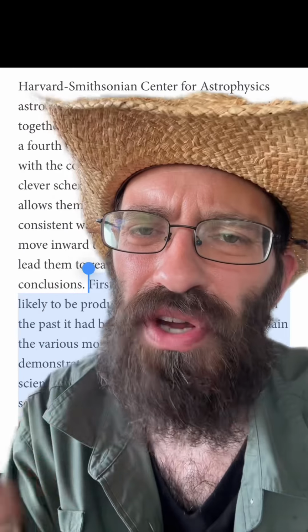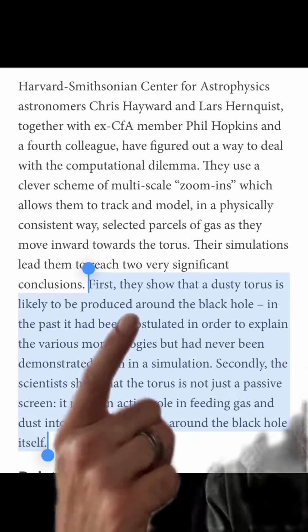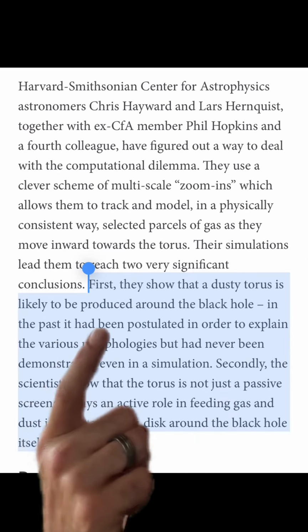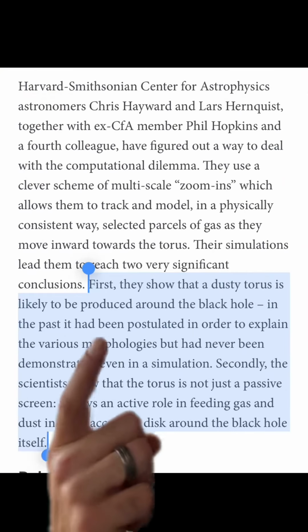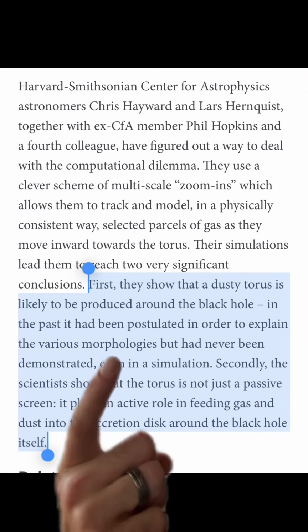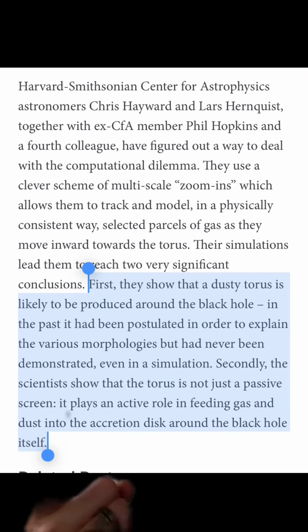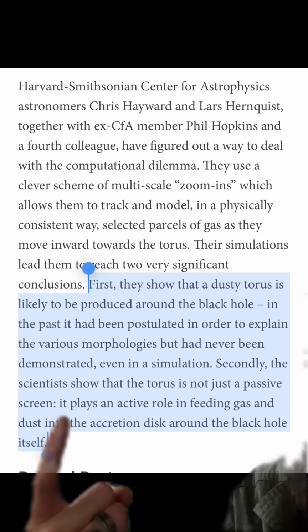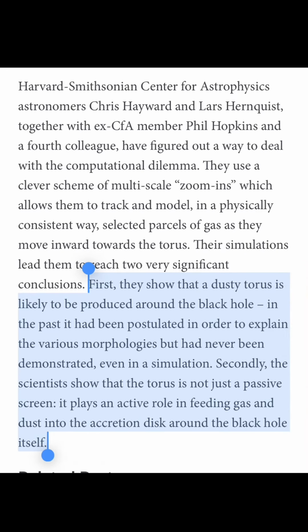What about black holes? Are they toroids? Well, these astronomers at the Harvard-Smithsonian Center for Astrophysics say, or rather they show, that a dusty torus is likely to be produced around a black hole. If there's dust, you'll be able to see the torus field. In the past, it had been postulated in order to explain the various morphologies, but had never been demonstrated even in a simulation. Secondly, the scientists show that the torus is not just a passive screen, it plays an active role in feeding gas and dust into the accretion disk around the black hole itself. The torus is the mechanism that feeds the black hole to increase its energy. It steps its voltage up, so to speak.